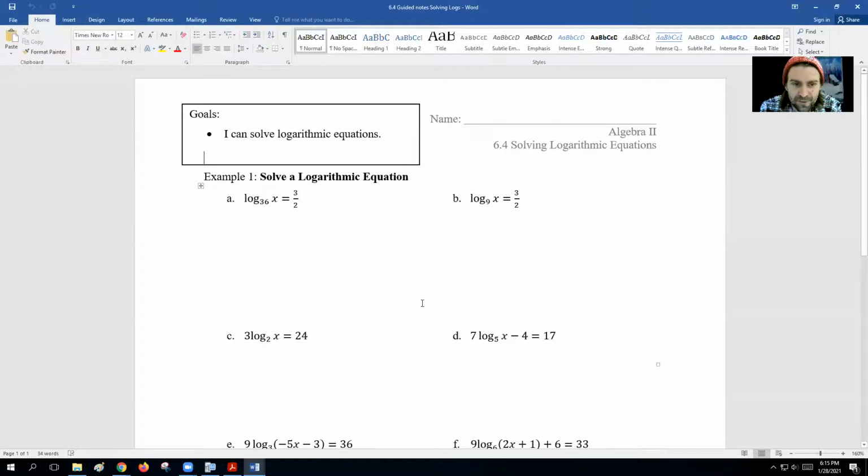When we're solving a logarithmic equation, typically what we want to do is see if we can solve by using the loop and swoop method.